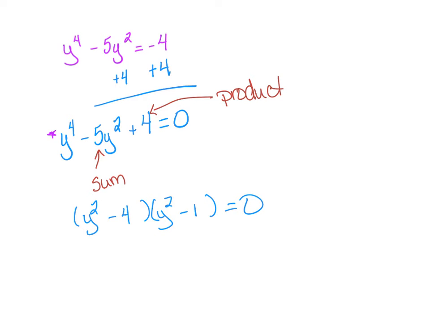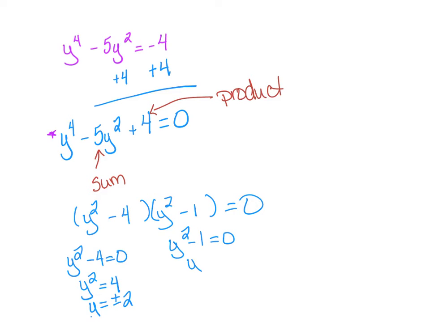You could do this one of 2 ways. You could do y squared minus 4 equals 0. Y squared equals 4. And y equals plus or minus 2. Okay? You could do it that way. So then this would be y squared minus 1 equals 0. Y squared equals 1. So y would equal plus or minus 1.